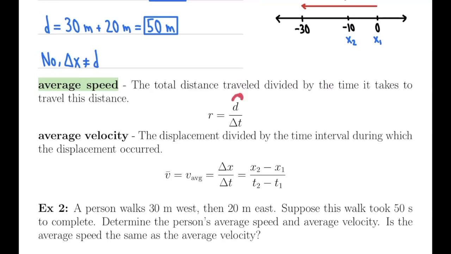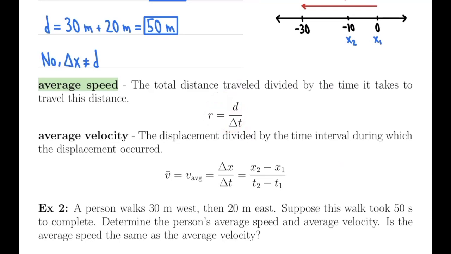So average speed is distance over the time elapsed. Speed is a scalar, so it doesn't care about direction. Just like distance didn't care about direction, average speed is not going to care about direction. So speed is always going to be greater than or equal to 0.